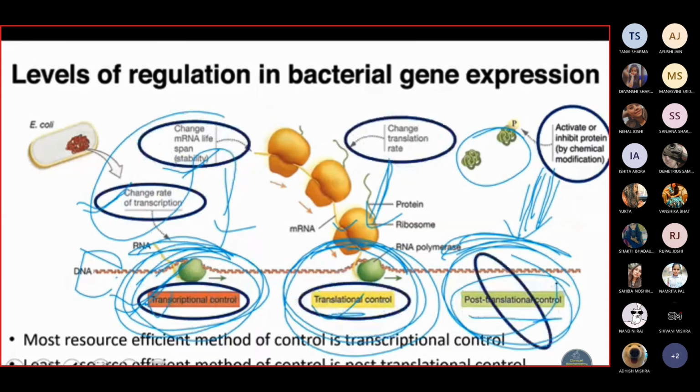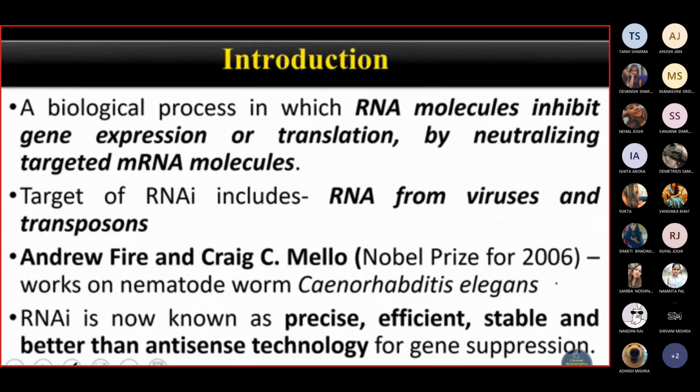So what we are going to see today is called RNA interference. It means we are going to regulate at the RNA level. Once RNA has been produced, once RNA has been formed, then we are going to regulate it.